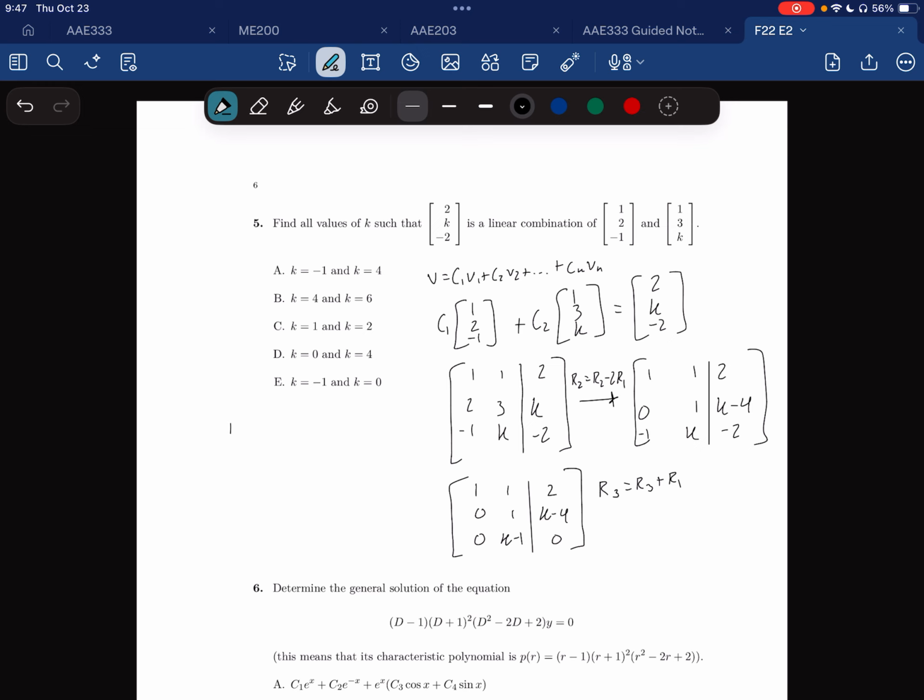R2. 1, 1, 2, 0, 1. Now this is going to be k minus 4 still, because we're changing the R3 row, right? 0, 0. I'll show you why that becomes 0 in a second. It's just some algebra. And this becomes minus k plus 1. Oh, minus 1 plus 1. Hold on. This is a plus 1. And this should be k minus 4.